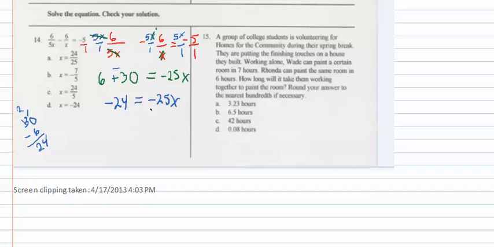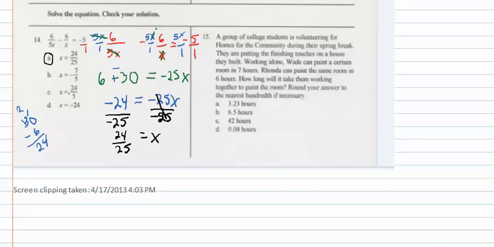Next step, get x by itself, divide by negative 25 on both sides. This becomes just an x, and negative divided by negative is positive, 24 over 25. And then I would look at my answer choices and see if there is an answer like that, which is positive 24 over positive 25. So number 14, it looks like it's going to be letter A.